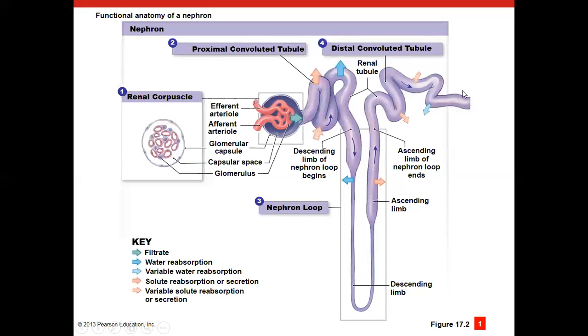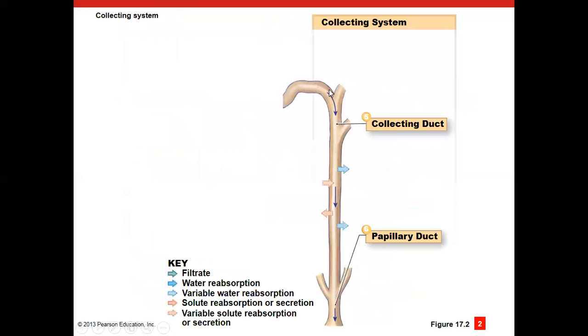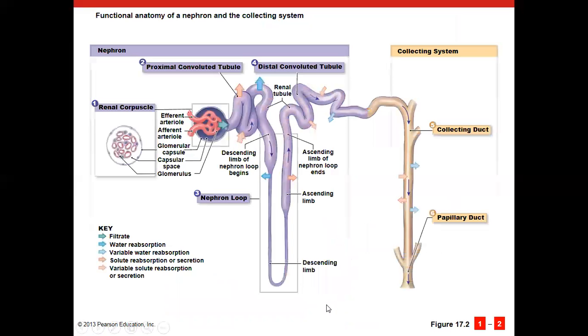That tubular fluid that makes its way to the end of the distal convoluted tubule gets collected in the collecting duct. So here's a collecting duct that makes its way all the way down here. Some water can get exchanged here as well in the collecting duct, which basically adjusts the concentration of urine before it gets excreted. And then a bunch of collecting ducts make their way into a papillary duct, and that papillary duct then sends urine, filtrate, into a minor calyx. So a minor calyx would be right here. And this figure just summarizes everything I just mentioned.